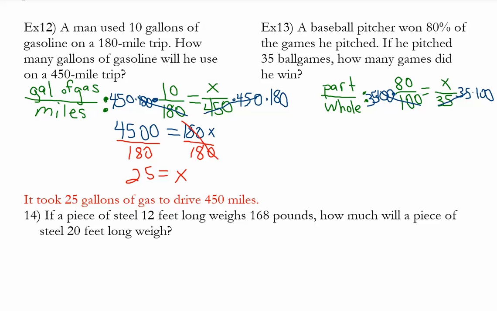So 100s cancel, 35s cancel. And now we've got 35 times 80, and that's going to equal 2,800. And that equals 100x. So all we've got to do is divide by 100, and we're left with 28 equaling x.